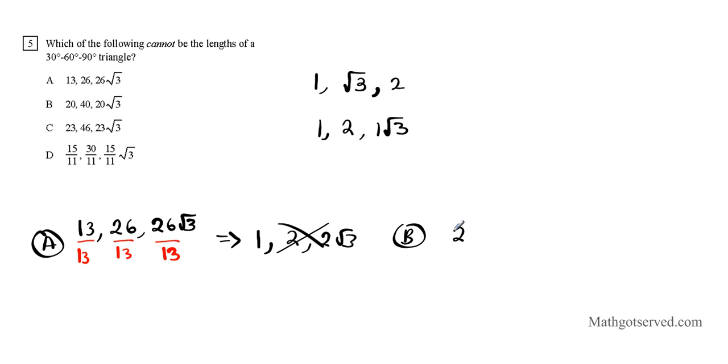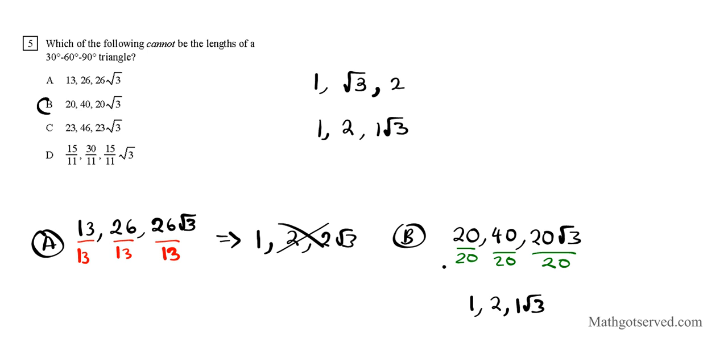We have 20, 40, 20 root 3. If I want to make this the same as that, I have to divide everything by the leading coefficient, which is 20. So I'll divide by 20, 20, 20. So 20 divided by 20 is 1. 40 divided by 20 is 2. 20 root 3 divided by 20 is 1 root 3. This matches exactly with that. So our answer is option letter B.